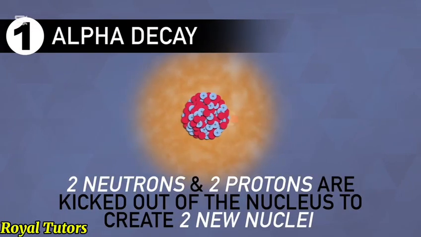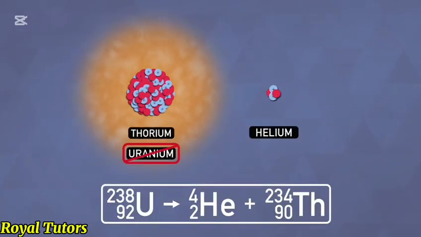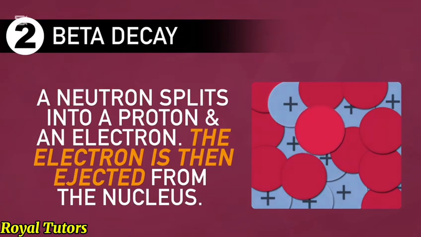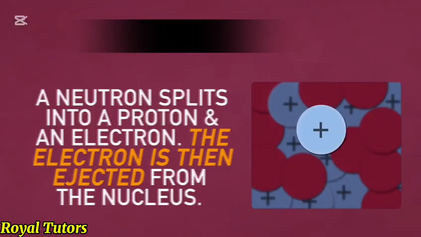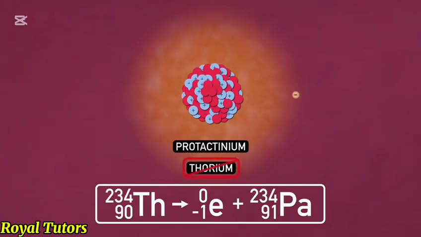Alpha decay is when two neutrons and two protons are kicked out of the nucleus to form two different species, a helium nucleus and a totally different element than the one we started with. In this case, uranium ejects the alpha particles and becomes thorium. In beta decay, a neutron splits into a proton and an electron, and the electron is ejected from the nucleus. Because this changes the number of protons in the nucleus, a new element is formed. In this case, thorium becomes protactinium.